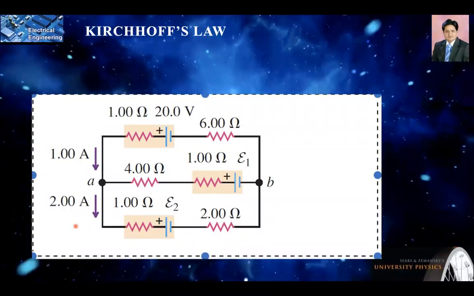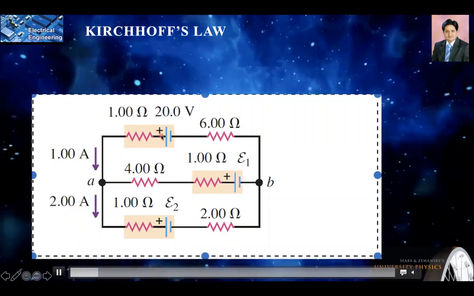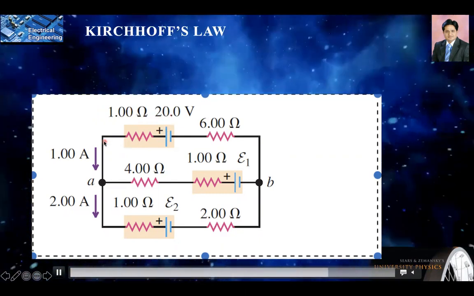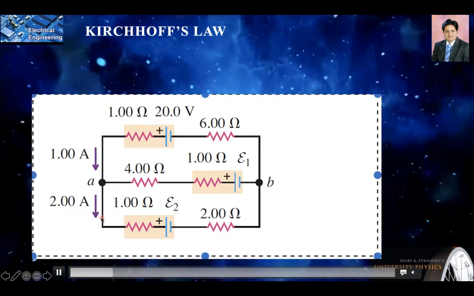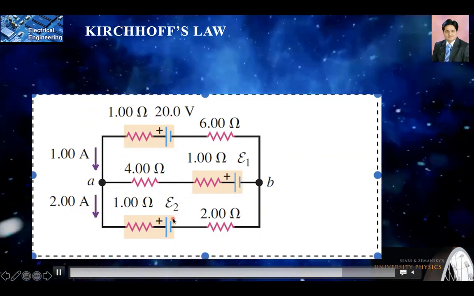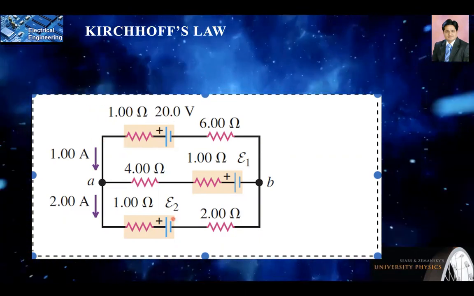Look at this problem. Now you have the cell, and you are given the voltage. There is a current 1 ampere flowing here. There's a current 2 amperes flowing here. And this E1 and E2 are unknown. The question asks you to calculate what is the value for E1 and E2.